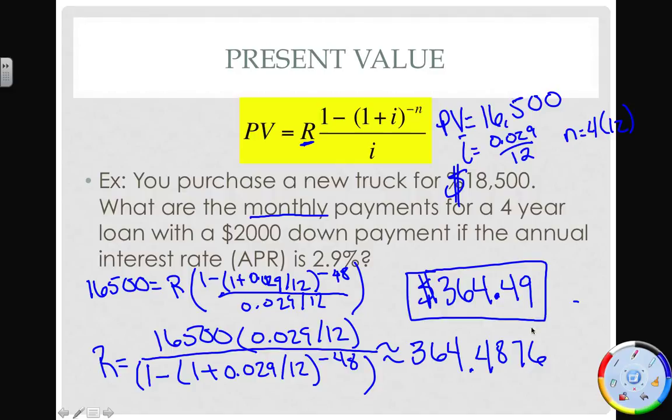And then right at the last month, you're going to pay just a little bit less because you're actually paying more than the actual R value.